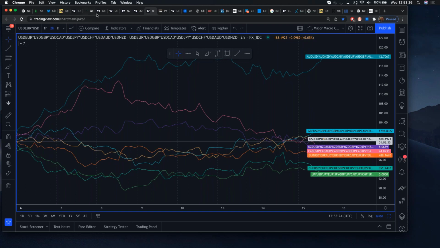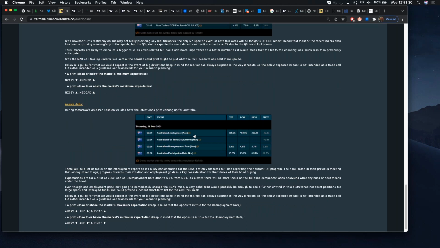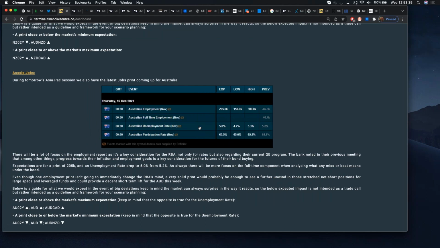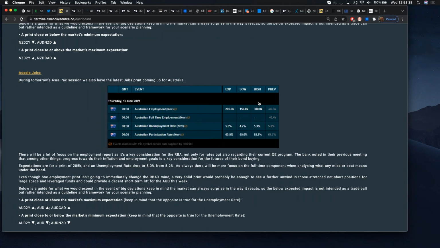It's past peak bearishness, and so that means if we get really good jobs data later, then that should be supportive for the Aussie. And look for the Aussie against the CAD. So anything above 300,000, unemployment sub 4.7%, and a high participation rate. The participation rate is basically how many people are available for work in the economy, okay? The higher the number, the better. Unemployment, the lower the number, the better, because obviously that means fewer people are unemployed.